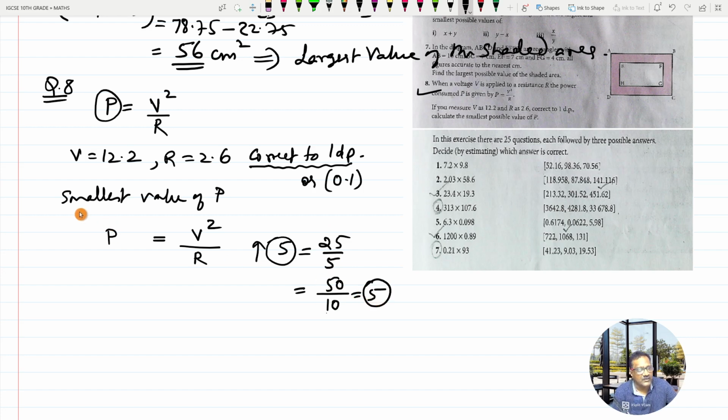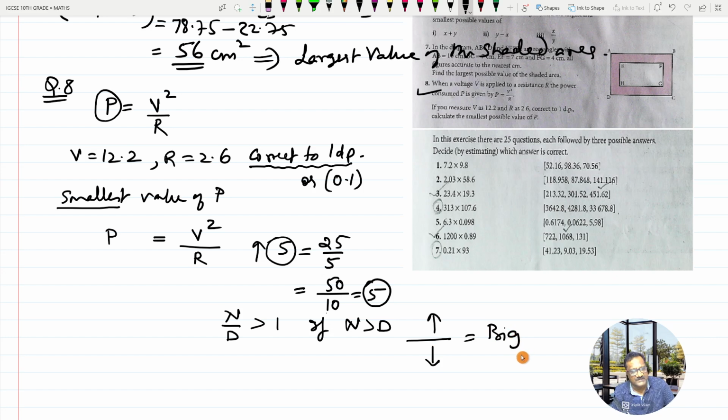But suppose I want the smallest value, or I want this value of P smaller, then what I'll have to do? It's like this: numerator upon denominator. This is a fraction. Now, this numerator upon denominator is always greater than 1 if your numerator is greater than the denominator. So if the numerator becomes bigger and the denominator becomes smaller, then the ratio will become bigger. This is how we can understand.